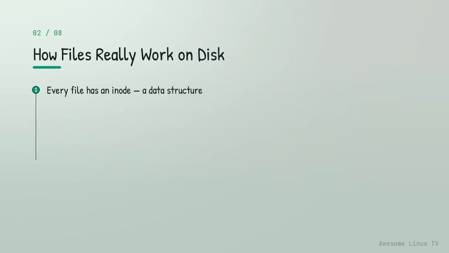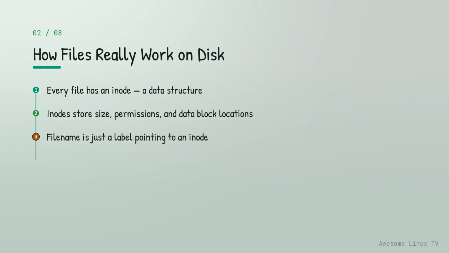When you save a file on Linux, the file name isn't where the data lives. The file system creates a structure called an inode. Think of it as a card in a catalog. That inode holds the file size, permissions, timestamps, and pointers to the actual data blocks on disk. The file name is just a human-friendly label. This separation between name and data is the key to understanding both types of links.